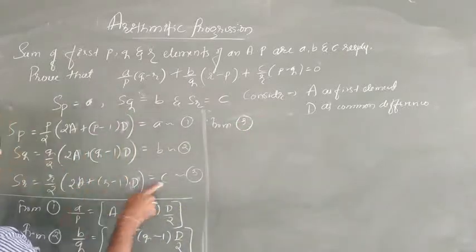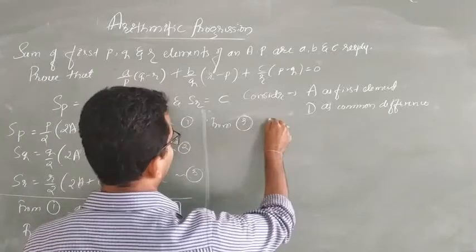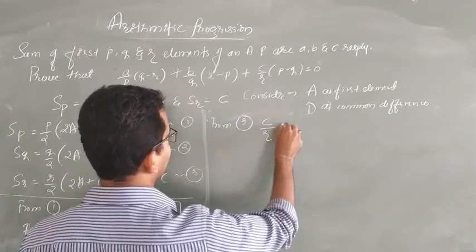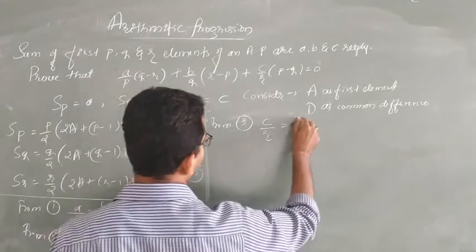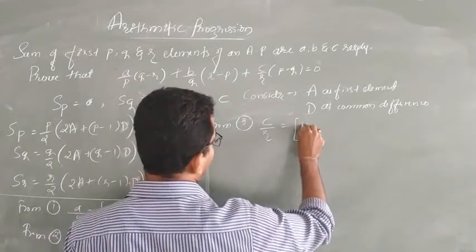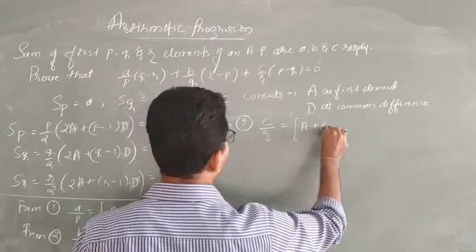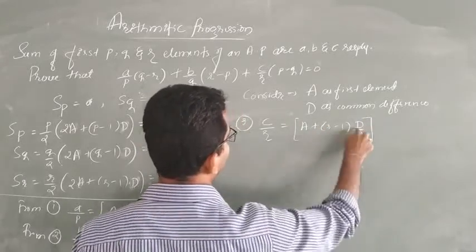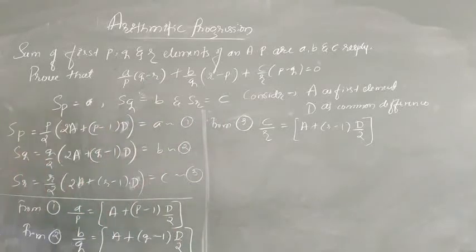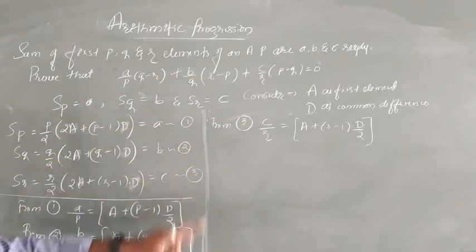Okay, and from 3, I want c by r here. Then I take this r to the RHS, then it goes to the denominator. c by r is equal to, I multiply this 1 by 2 inside the bracket, that is 2a by 2, which is again a, plus r minus 1 into d by 2. Okay, so these are the values of a by p, b by q, and c by r.